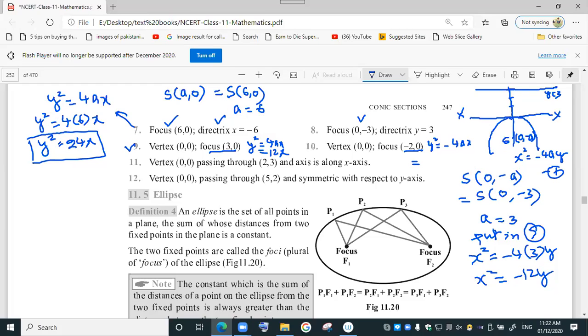If you compare, minus 4 into 3 is 12x. And the vertex is always (0, 0) in the standard form. It is not in your course, but it can be anywhere. You have some questions like that if you go for higher questions, but in the textbook it is not given like that. The vertex is (0, 0) and the axis is along the x-axis. Enough information will be given in the question.